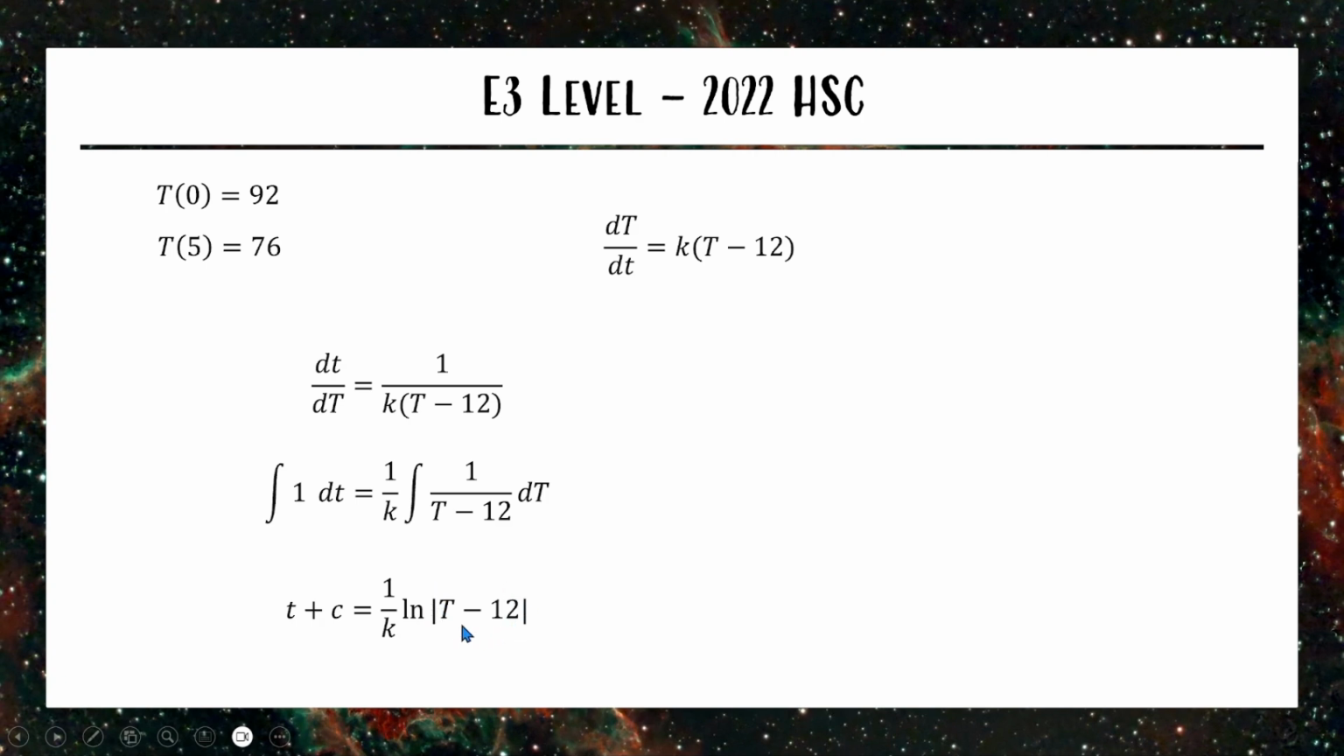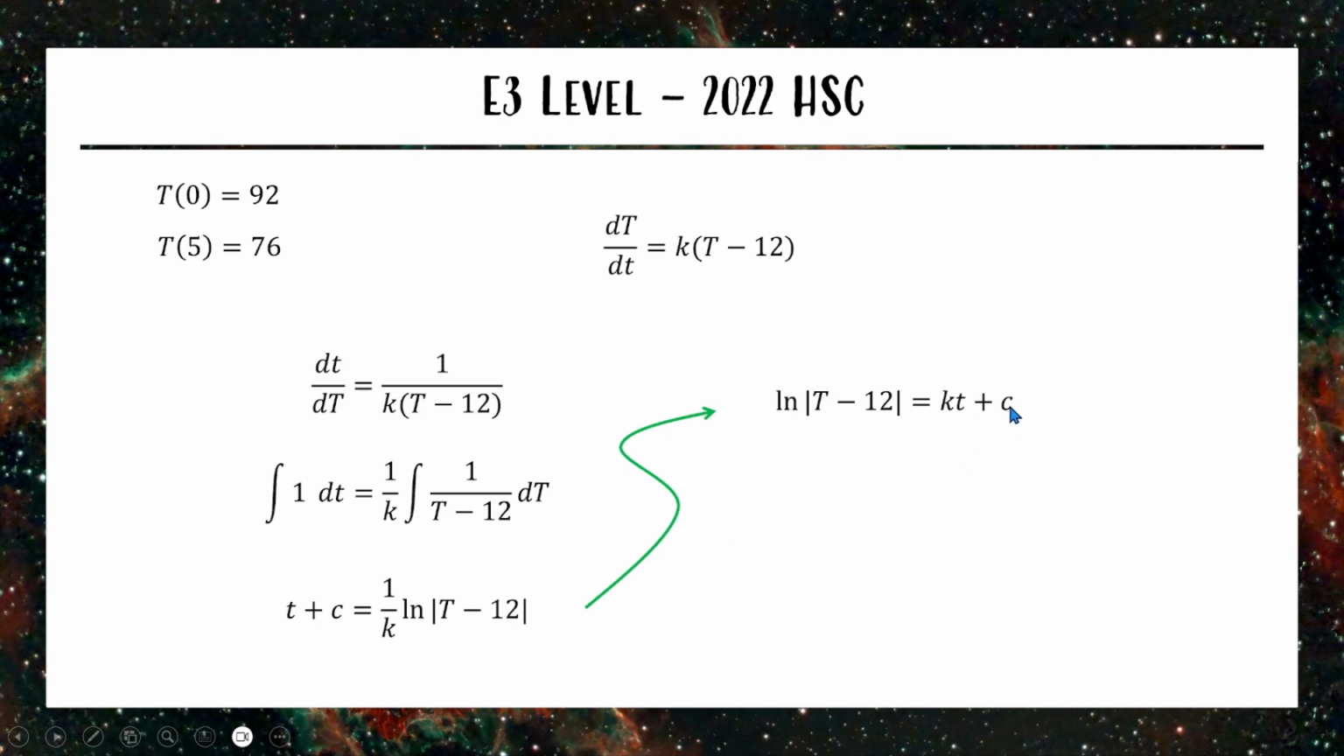Now we're just going to rearrange this first. We've multiplied everything by k here. So the right-hand side, when we times by k, gets rid of the fraction. T times k is kt. And when you times a constant by a constant, it's still a constant.